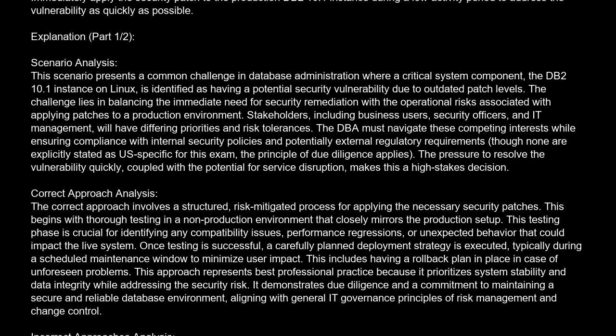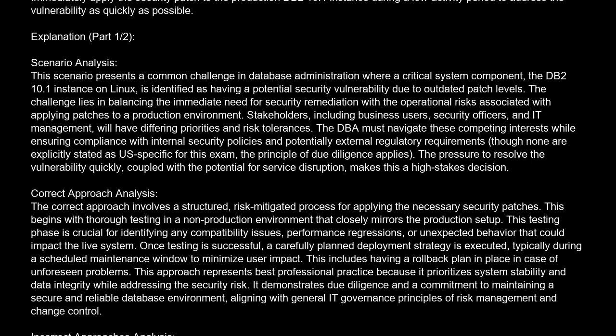The challenge lies in balancing the immediate need for security remediation with the operational risks associated with applying patches to a production environment. Stakeholders, including business users, security officers, and IT management, will have differing priorities and risk tolerances. The DBA must navigate these competing interests while ensuring compliance with internal security policies and potentially external regulatory requirements. Though none are explicitly stated as US-specific for this exam, the principle of due diligence applies. The pressure to resolve the vulnerability quickly, coupled with the potential for service disruption, makes this a high-stakes decision.